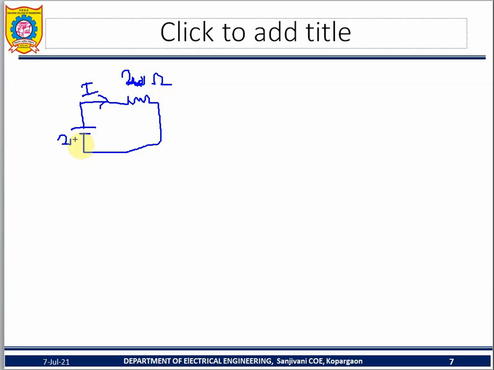Write the voltage. So Ohm's law, what did it say? V is equal to I into R. I need to find out the I value, so I is equal to V by R, V divided by R. Substitute the V value and R value.